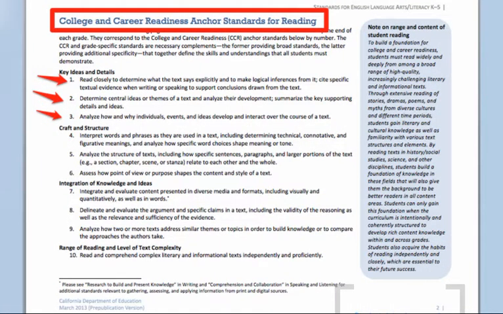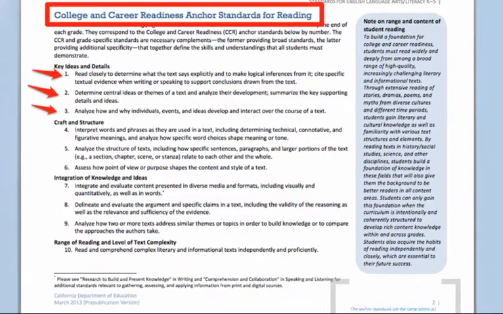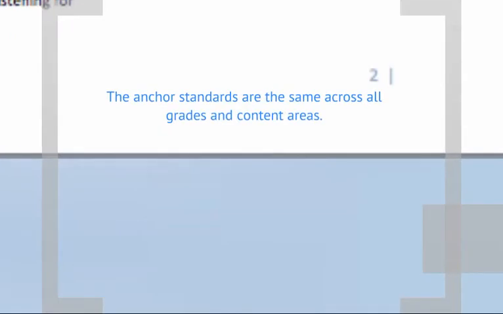Each strand has several anchor standards called College and Career Readiness Standards. Here you can see the reading strand has 10 anchor standards. The College and Career Readiness Standards anchor the document and define what students will need to do to be prepared to enter college and the workforce ready to succeed. The anchor standards are the same across all grades and content areas.